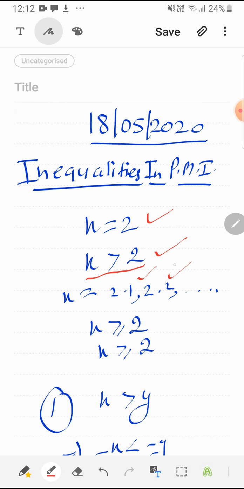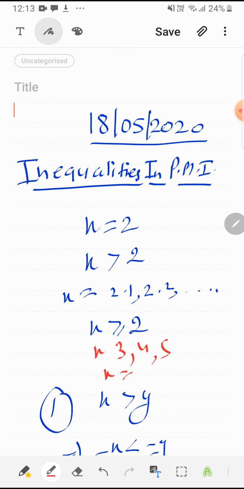Similarly, when I say x is greater than or equal to 2, in this statement equality is also there and inequality is also there. That means either x is any value which is greater than 2, like 3, 4, 5, or x may be 2 also.